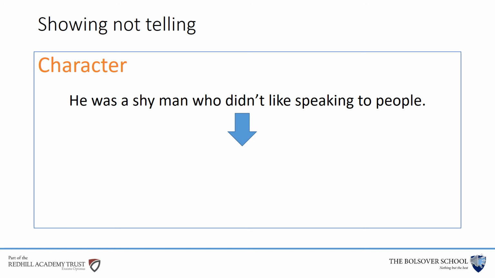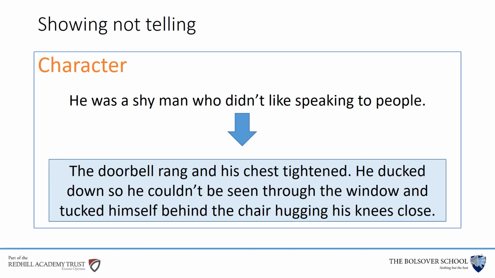When we think of characters, we often give them a specific trait, like funny or moody or popular. In this example, he was a shy man who didn't like speaking to people. When we show this trait, it becomes, the doorbell rang and his chest tightened. He ducked down so he couldn't be seen through the window and tucked himself behind the chair, hugging his knees close. We can apply the same with a different trait.